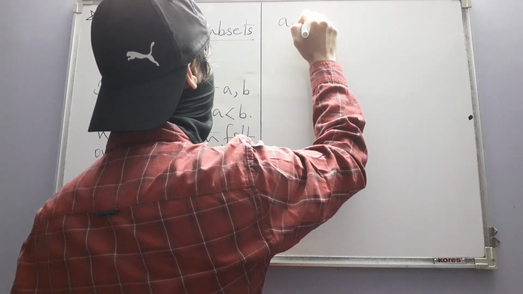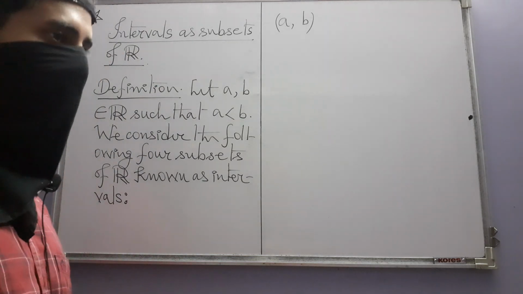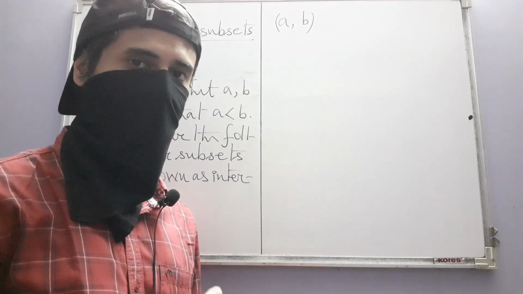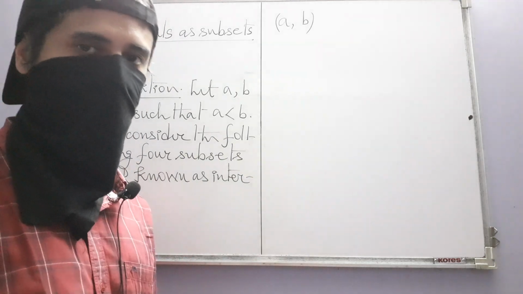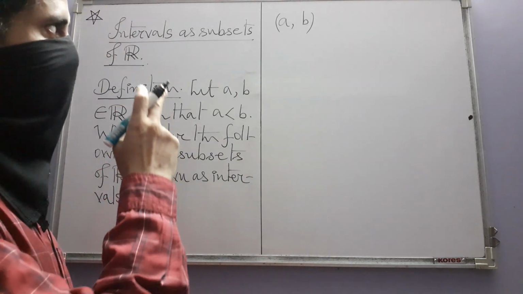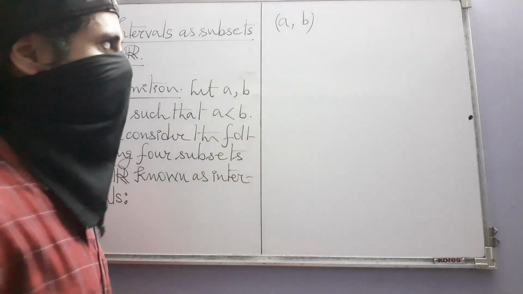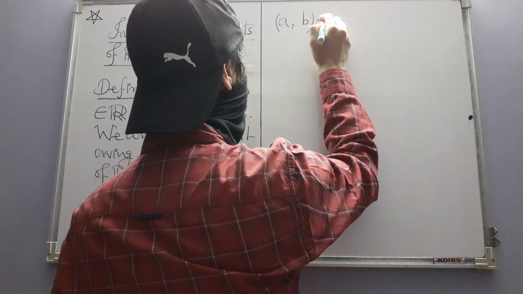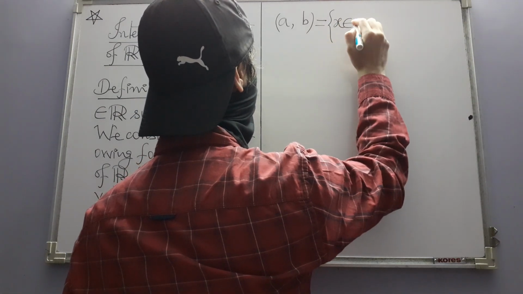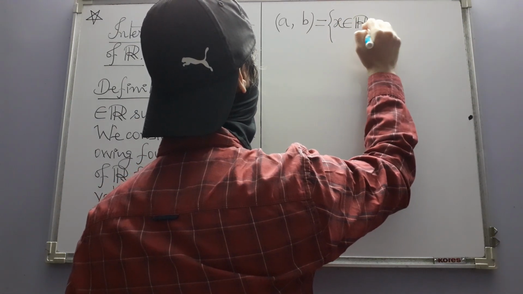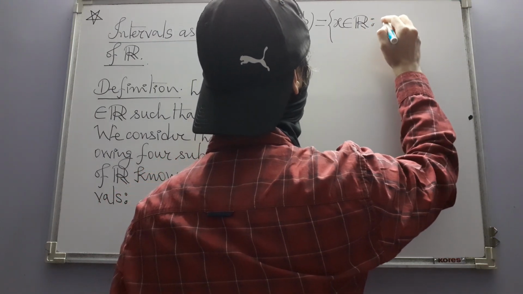And these subsets have special symbols to denote them. Instead of denoting them by, say, capital letters like A, B, or say N, Z, Q, instead of those, we have special symbols to denote them. For example, this is one of such symbols. And this is the set of all real numbers x that lie between A and B in this manner.